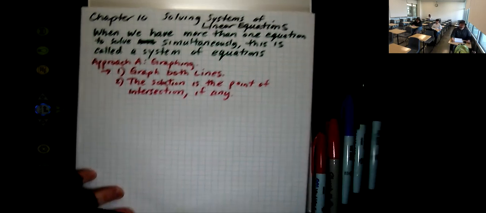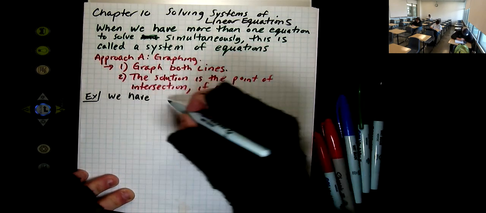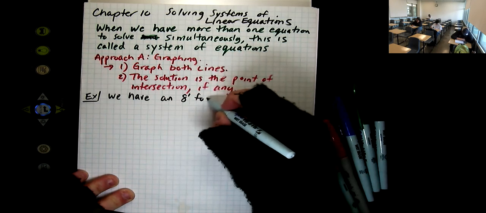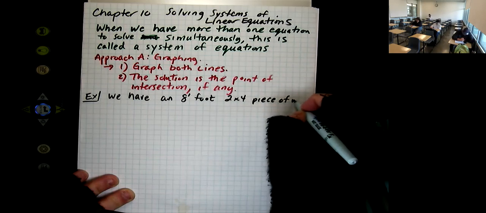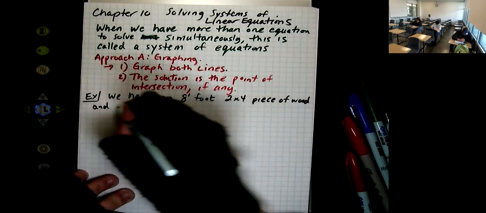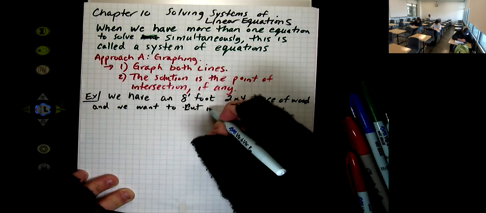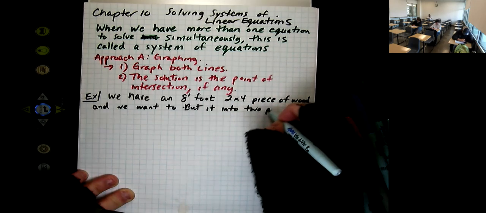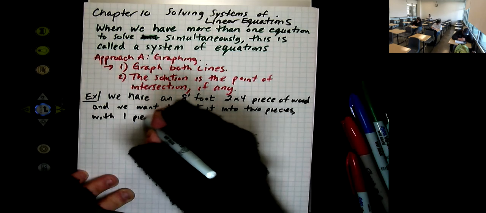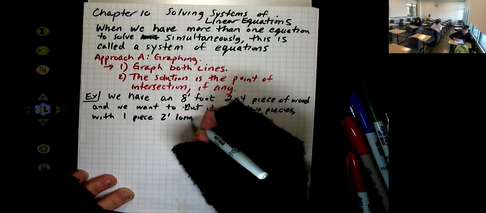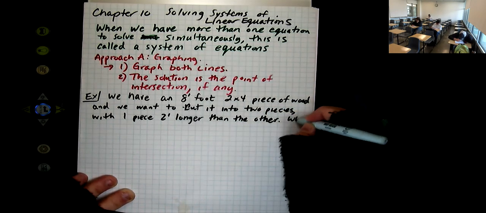Okay, so here's our scenario. Example: we have an 8-foot board, a two-by-four piece of wood, and we want to cut it into two pieces, with one piece 2 feet longer than the other. What sizes will we have?